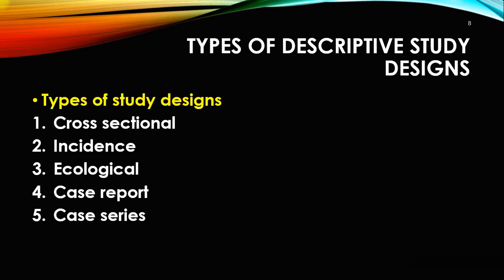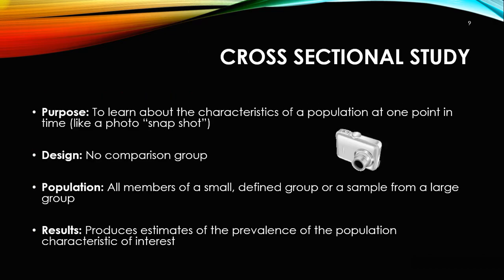The types of study designs of descriptive study are these: first is cross sectional, second is incidence, third is ecological, fourth is case report, and fifth is case series. Out of these we are going to study in detail the first one, cross sectional. The purpose of a cross sectional study is to learn about the characteristics of a population at one point in time. This is important: at one point in time. It is like a photo snapshot.